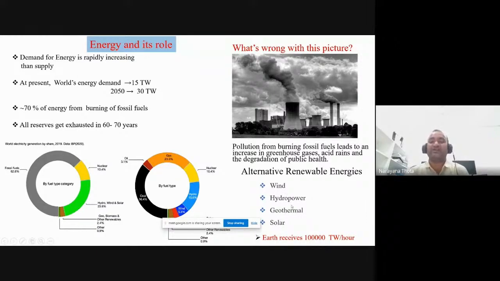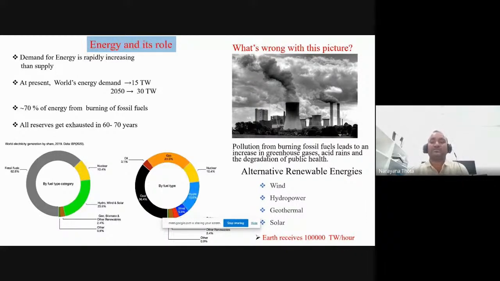Wind energy, hydropower, geothermal, and solar thermal. Among all these alternative renewable energies, solar energy is the best option for us because it is abundant. We continuously receive solar radiation from the sun. Generally, Earth receives 1 lakh terawatt of energy. If we are able to utilize a fraction of this energy, it is sufficient for the total population's energy need. So this is about the energy.